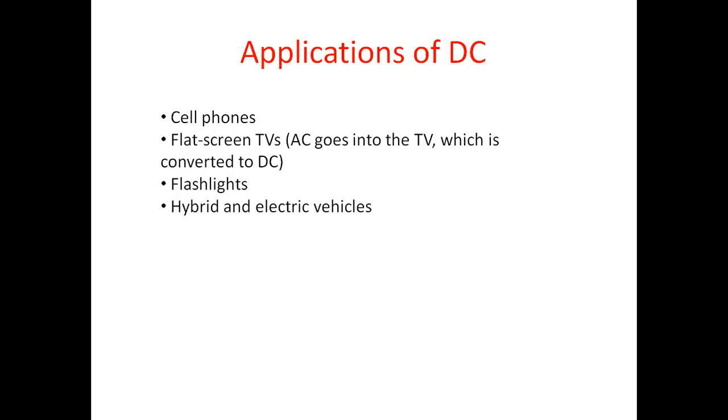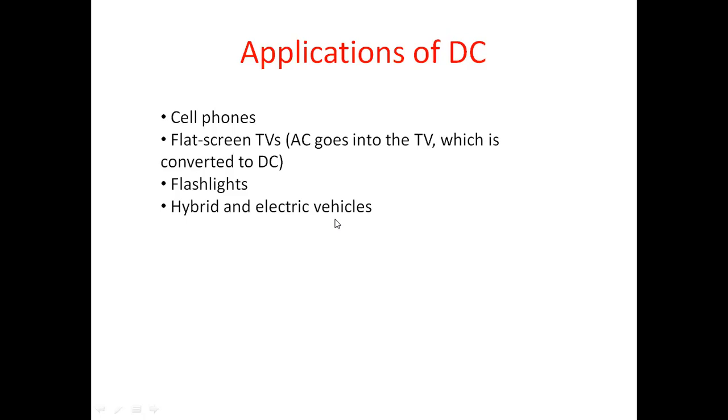In that, the alternating current goes into the TV and is converted to direct current. So it is also a known application. Next is flashlight, and the last one is hybrid and electric vehicles. This is now the trending topic. As electrical engineers, almost all are aware of electric vehicles and hybrid vehicles in which batteries are used, and battery means the application of direct current.